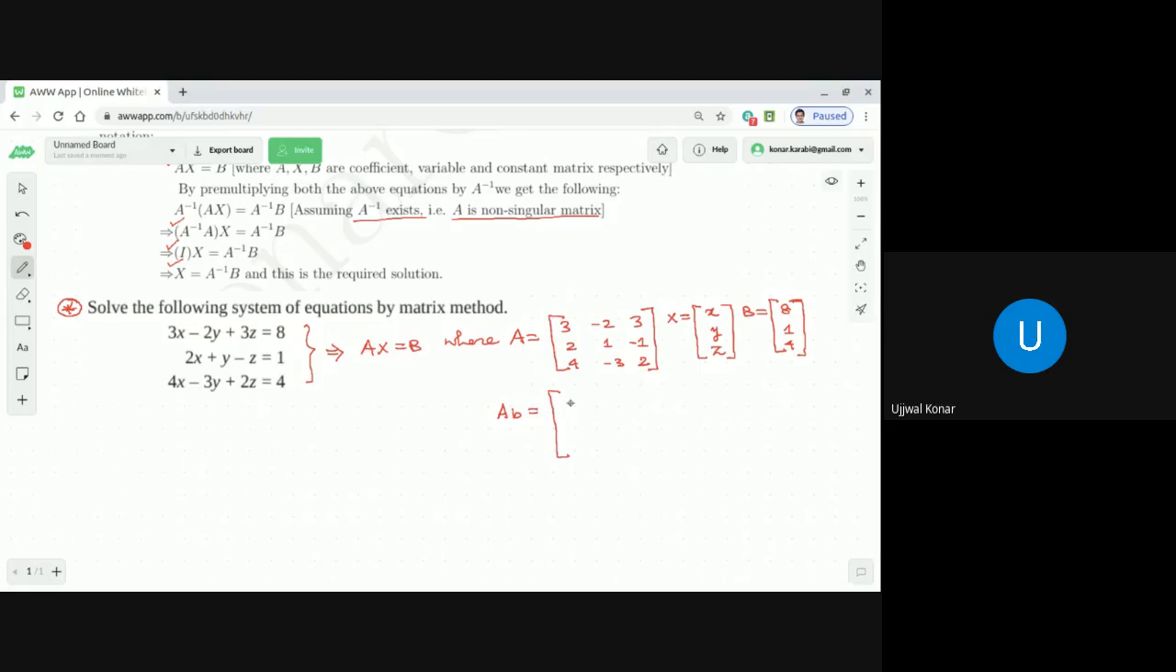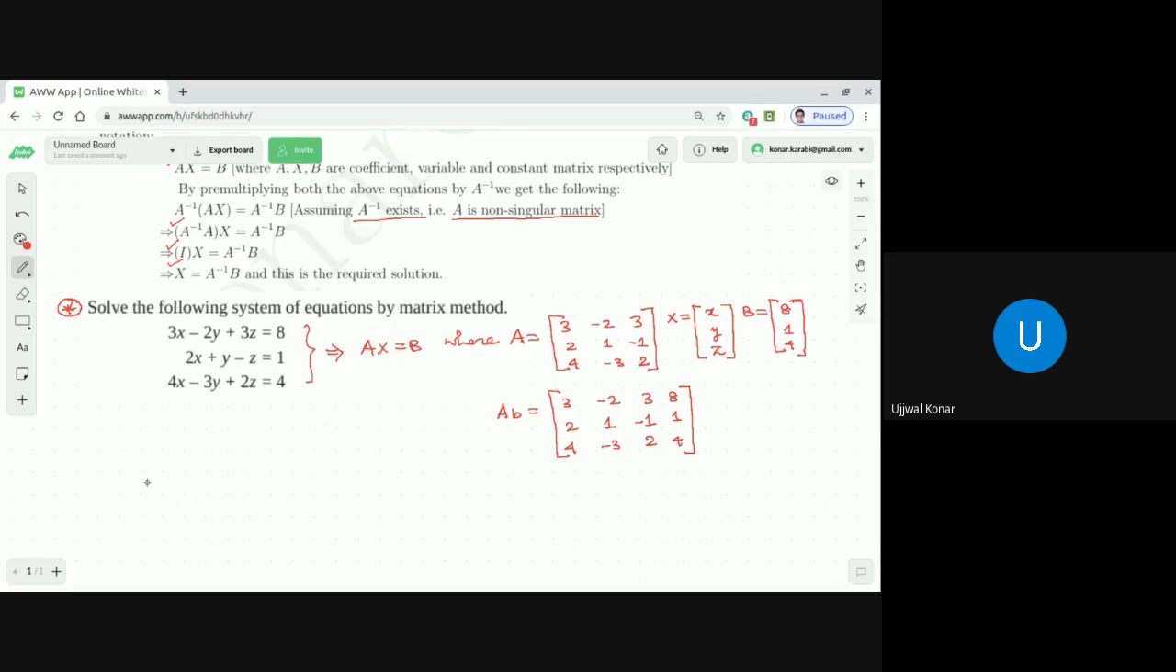The augmented matrix will be something like this: 3, minus 2, 3. First you write the coefficient matrix: 2, 1, minus 1, and then 4, minus 3, 2. And after that, add one more column containing the elements of the constant matrix, that is 8, 1, 4. And you find the rank of AB and the rank of A.